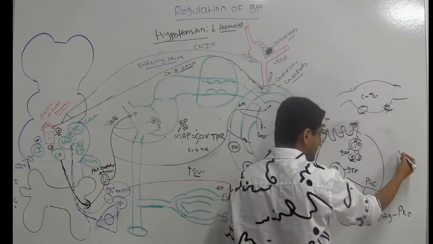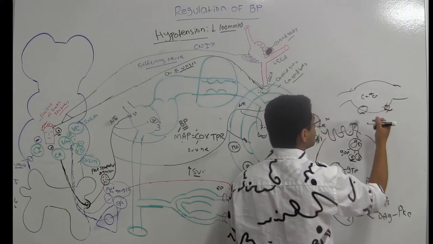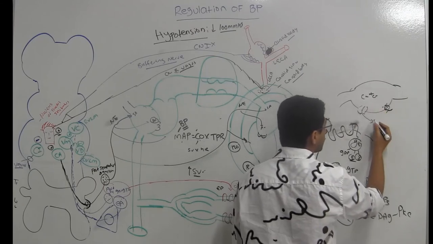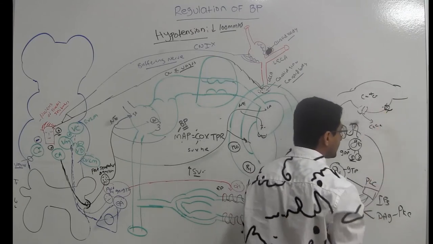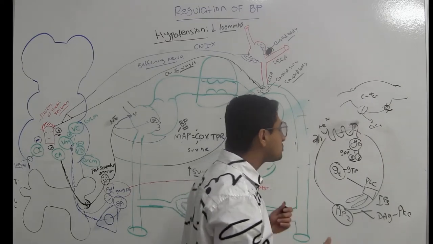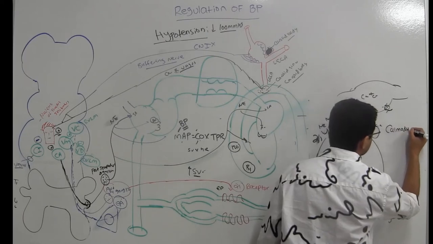When IP3 comes and binds to this, the calcium channel opens up, right? And when the channel opens, a lot of calcium floods into the cytosol. But when that comes in, remember there's a protein called calmodulin. What is it called? Calmodulin.